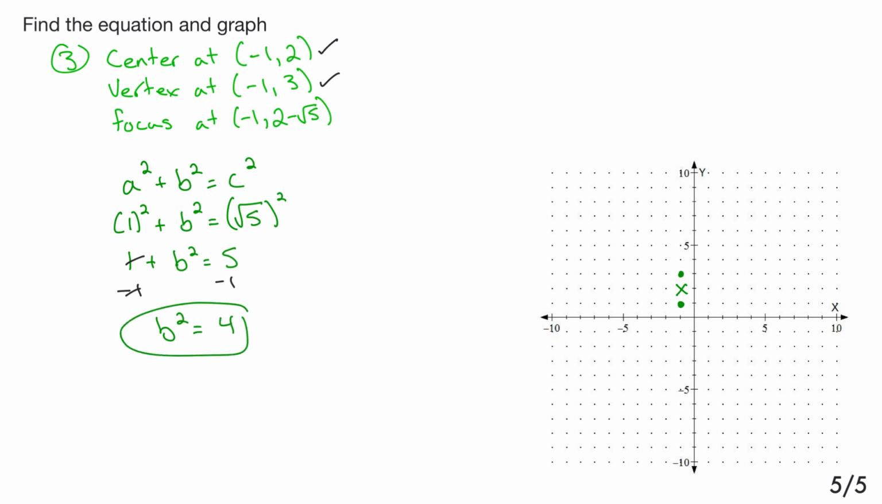But we want to actually find the b value, so we're going to square root both sides. Don't forget the plus or minus. We're going to get b is equal to plus or minus 2. So that's how we find the minor vertices. We're going to go from our center, left 2 and right 2. That will allow us to draw the 4 dots. Because remember, we are still also trying to graph this. Have our asymptotes.